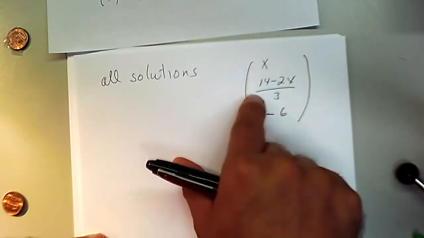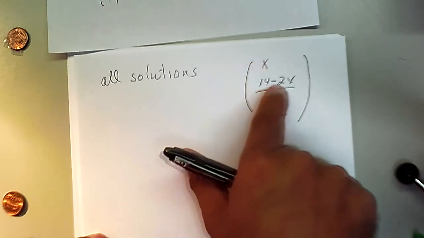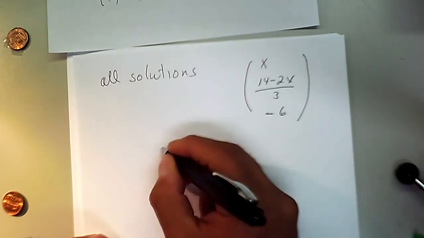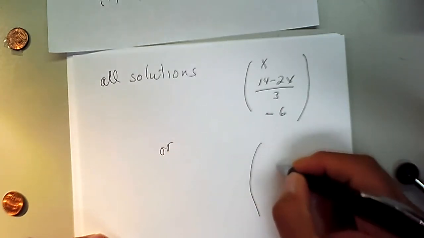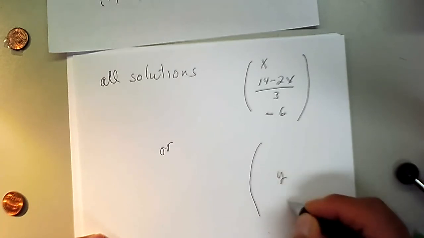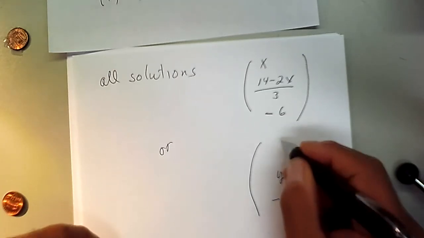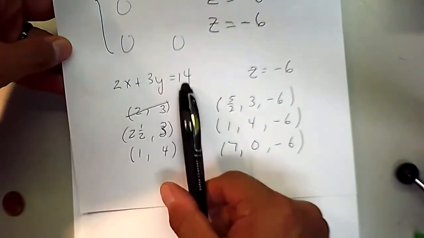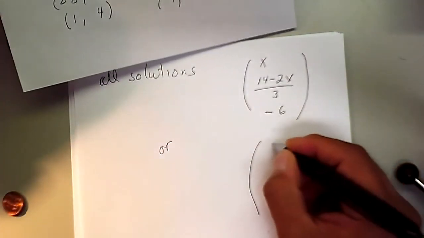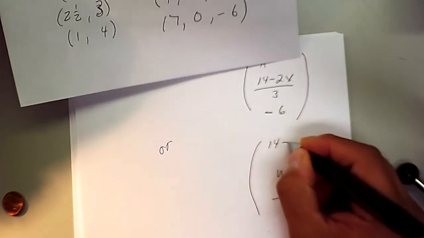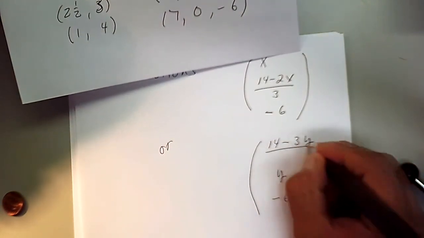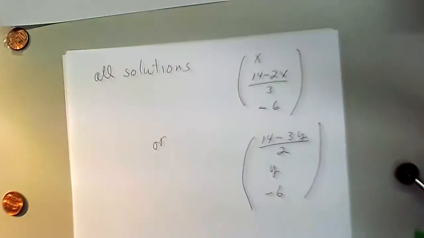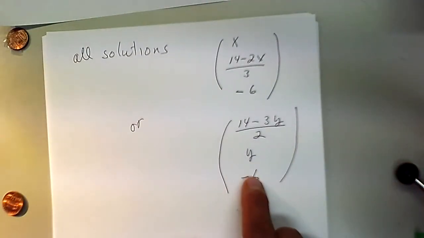You put x there, and that is our parameter. And then the second coordinate has to depend on x. Or we can let y be the parameter, negative 6 is stuck, and then we can solve the equation for x, this equation. So 14 minus 3y, 14 minus 3y over 2 will do. So that is another way to solve or to represent all the solutions.